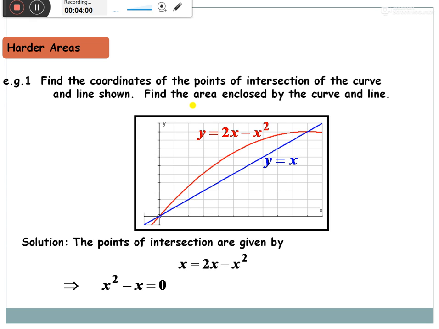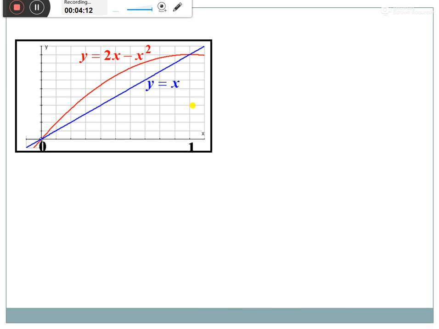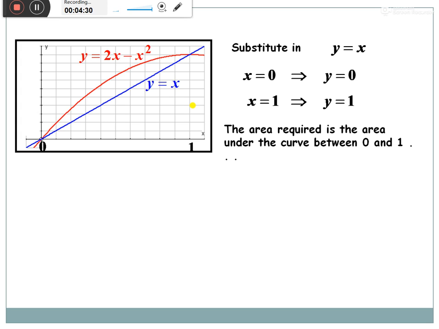Simplifying, x square minus x is equal to 0. This implies x into (x minus 1) is equal to 0. That means x is equal to 0 or x is equal to 1. These are the 2 points. Now substitute x is equal to 0 and x is equal to 1 in y is equal to x. When x is equal to 0, y is equal to 0. And when x is equal to 1, y is equal to 1. That means (0, 0) and (1, 1) are the points of intersection of the line and the curve.